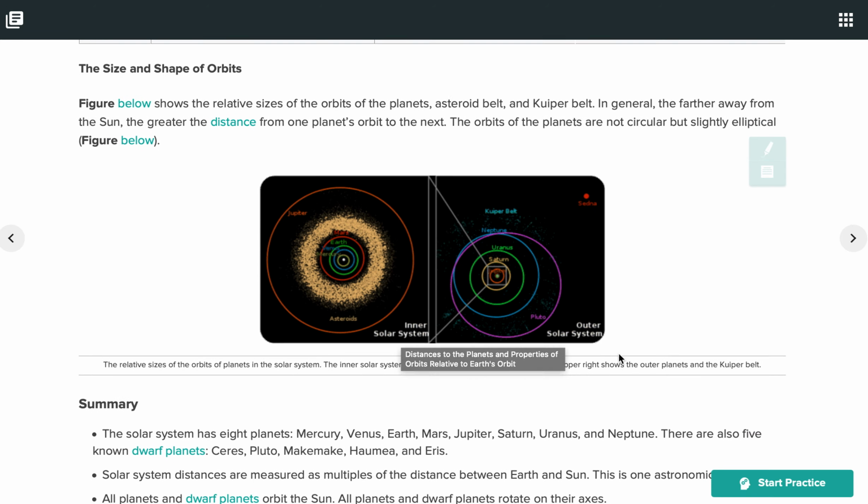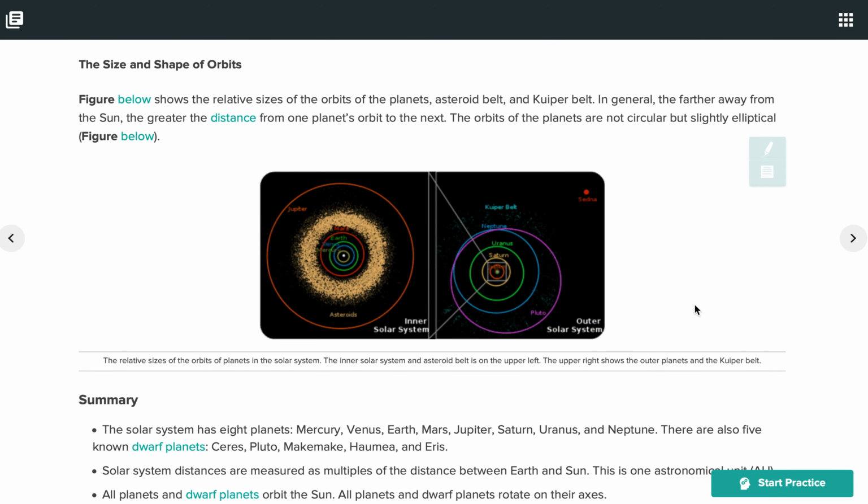Okay. The sizes and shapes of orbits. The figure below shows the relative size of the orbits of the planets, the asteroid belt, and the Kuiper belt. In general, the farther away from the sun, the greater the distance from one planet's orbit to the next. The orbits of the planets are not circular, but slightly elliptical.